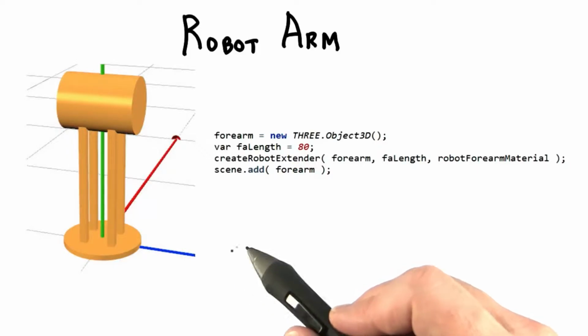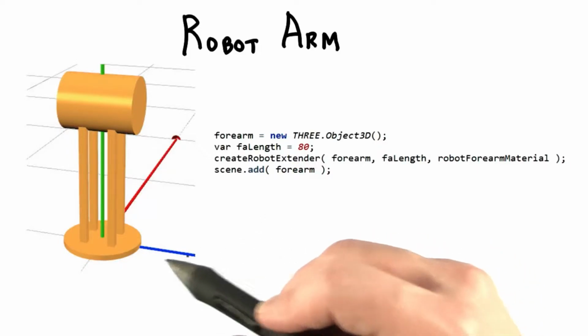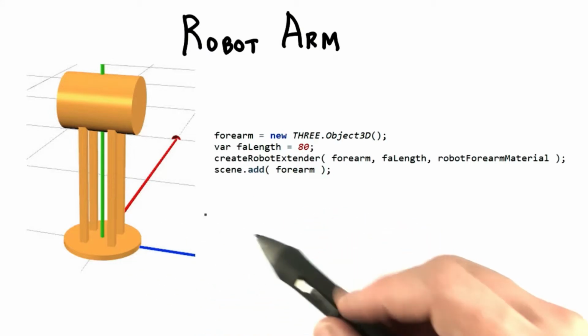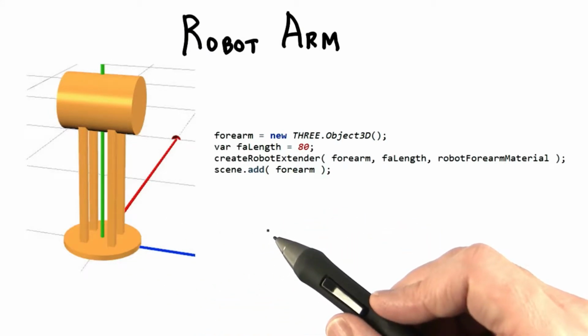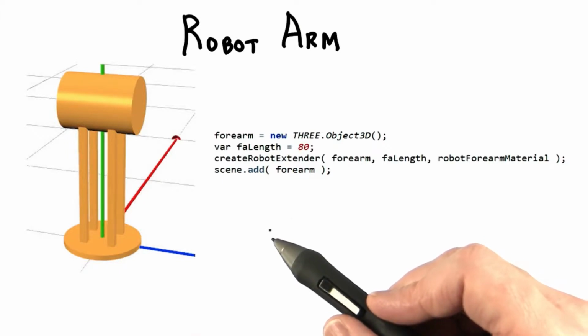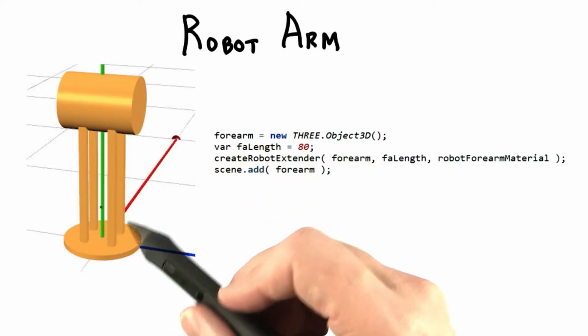Let's see how a simple hierarchy works in practice. I'll make a robot with two parts to its arm, a forearm and an upper arm. This is kind of a classic computer graphics example, except that my robot is going to be a T850. The forearm is this piece, made of 6 objects.